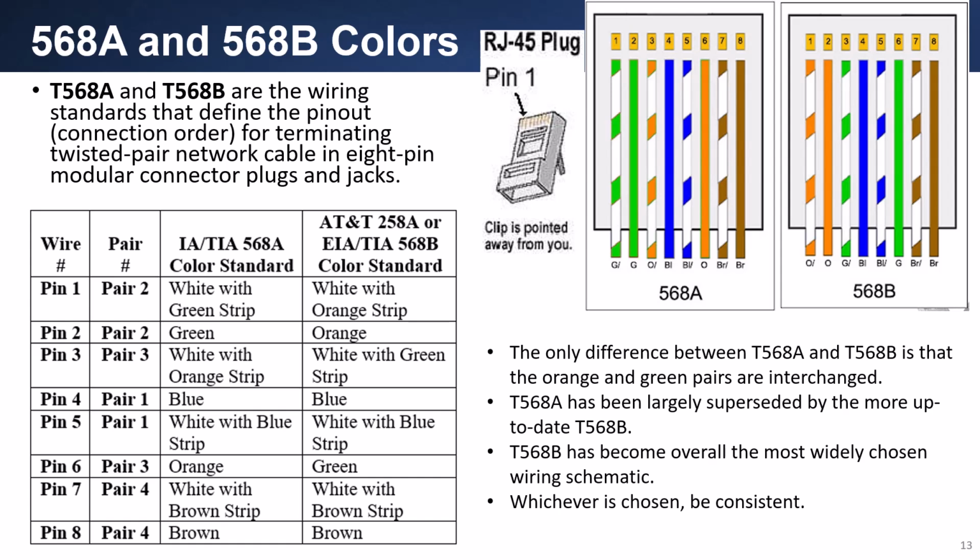T568A and T568B are the wiring standards that define the pinout, or connection order, for terminating twisted pair network cabling and 8-pin modular connector plugs and jacks. The only difference between T568A and T568B is that the orange and green wires are interchanged. T568A has been largely superseded by the more up-to-date T568B. T568B has become overall the most widely chosen wiring scheme. Whichever is chosen, be consistent.